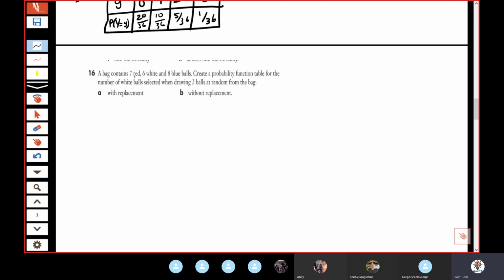A bag contains 7 red, 6 white, 8 blue balls. Create a probability function table for the number of white balls selected when drawing 2 balls.